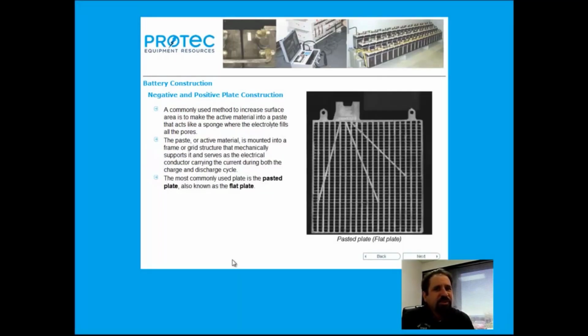A commonly used method to increase the surface area is to make the active material into a paste that acts like a sponge where the electrolyte fills all the pores. A paste of active material is mounted into a frame or grid structure that mechanically supports it and serves as the electrical conductor carrying the current during both the charge and discharge cycle. The most commonly used plate is the pasted plate, also referred to as the flat plate.